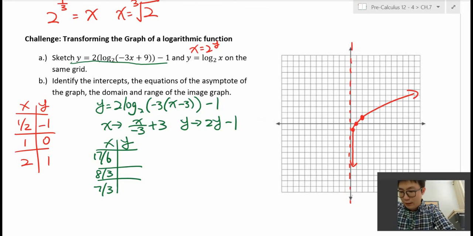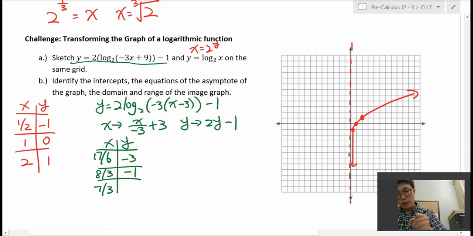Okay, and then we have the y values. So 2 times -1 is -2, minus 1 is -3. This is going to be -1. 2 times 1 minus 1 is 1.